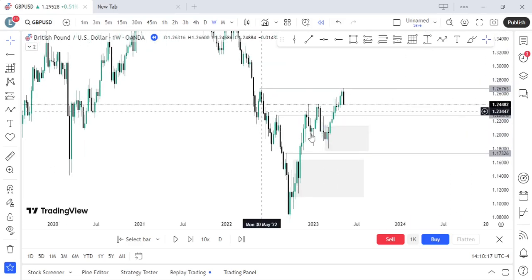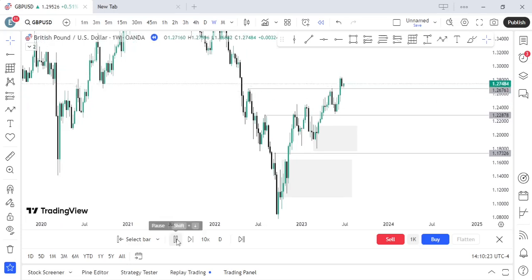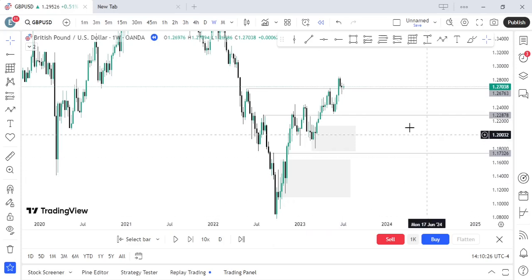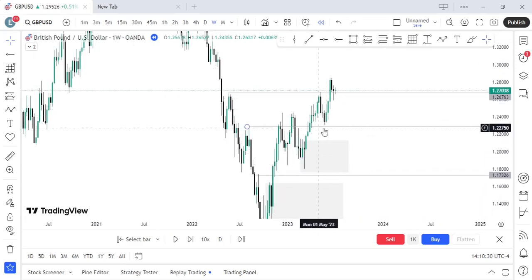Let's see if price is going to come into this order block right here. Right, so as you can see, price didn't actually come into the order block. So price created another order block right here. This is another order block.